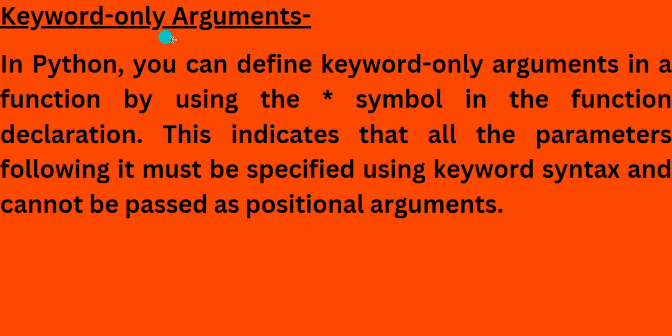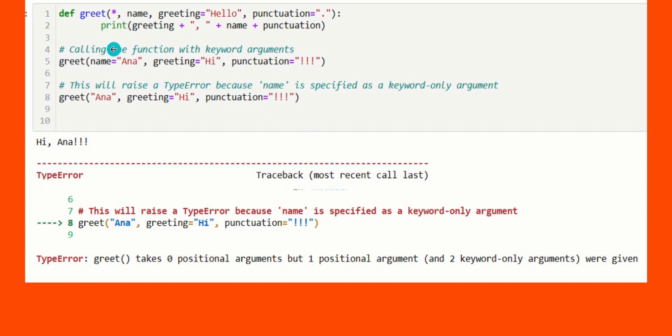Next, keyword only argument. You define a keyword only argument in a function by using the asterisk symbol. Okay, example, I have a function called greet with name, greeting and punctuation as my parameters, but I have another parameter, that is an asterisk, which is passed beside name. That means this asterisk symbol is used for the name parameter. That means keyword argument should be satisfied for the name parameter. Greeting and punctuation can be defined using positional arguments also. Now I have to call this function.